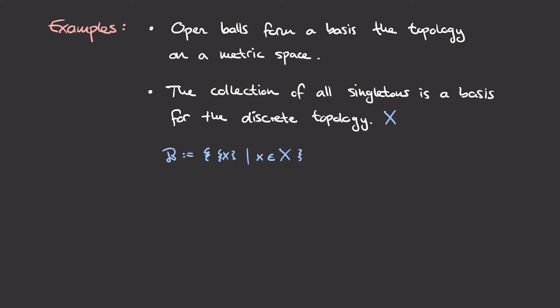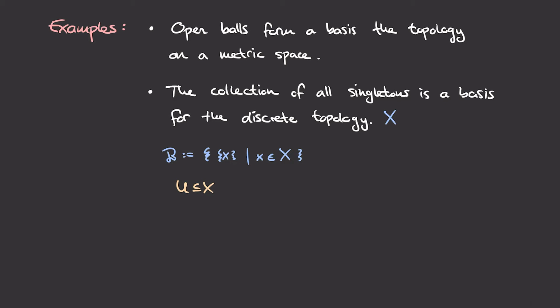Next, we have to check that any arbitrary open set in the space X can be written as the union of basis elements. So let's take some arbitrary open set U of X, and in fact, because we were dealing with a discrete topology, this is just going to be some subset because every subset is open. So now we need to write U as a union of basis elements.